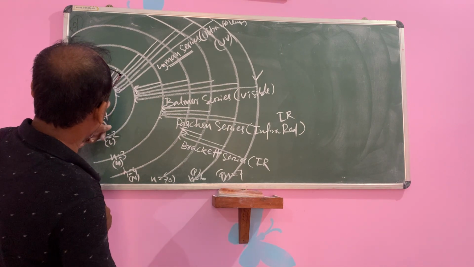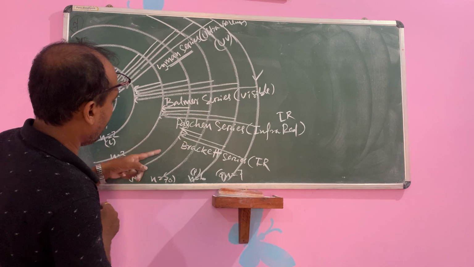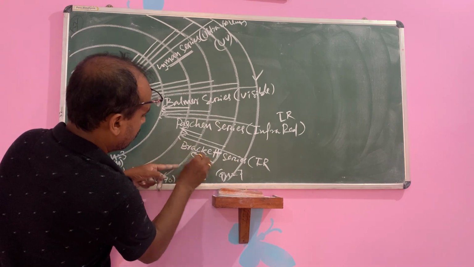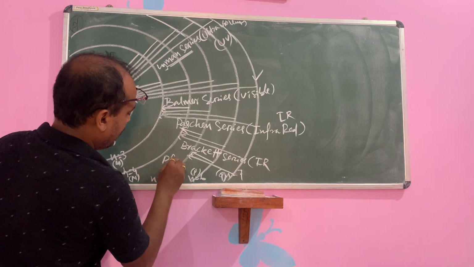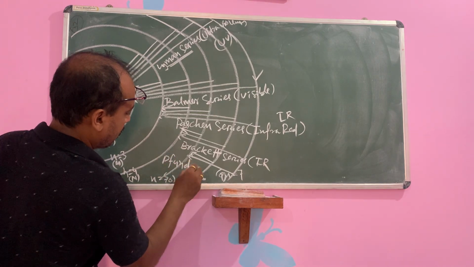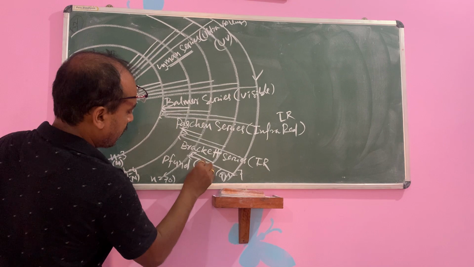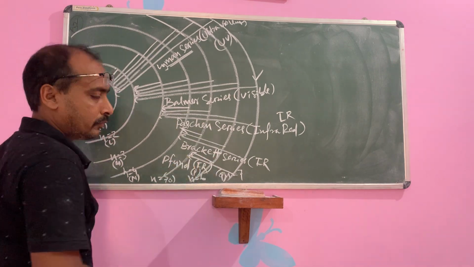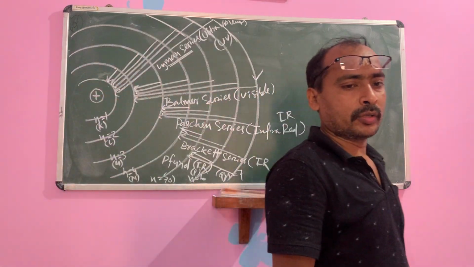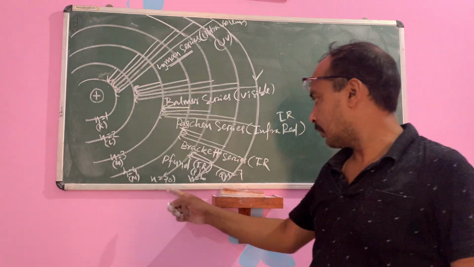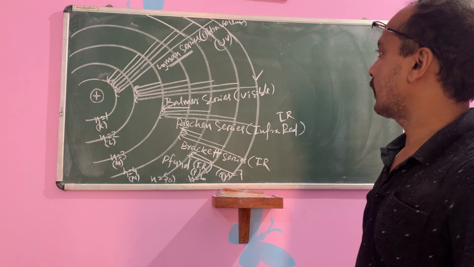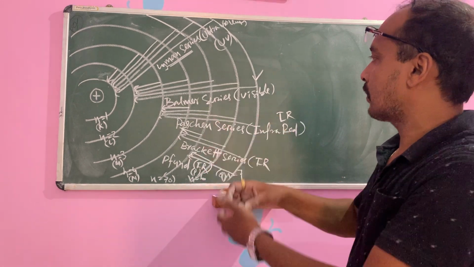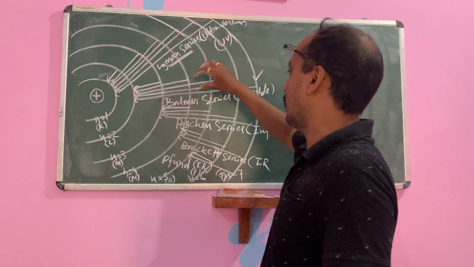That is n equal to 1, K, L, M, N, O. This is your Pfund, that is IR. So these are the 5 series. This series means packets of radiations: Lyman, Balmer, Paschen.